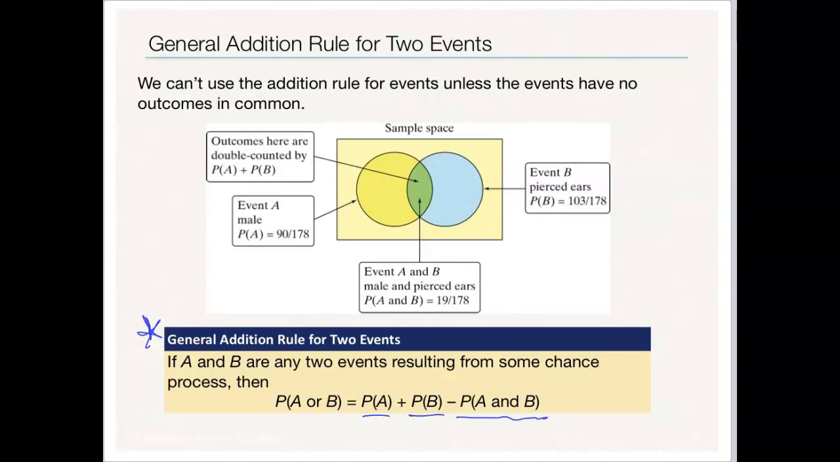This formula even works for mutually exclusive events. It's just if the events are mutually exclusive, what will this probability be? If they're mutually exclusive, what's the probability of both events occurring simultaneously? Right, exactly. Thank you, Grace. It's just 0. So then that just reduces to just probability A plus probability B like we saw before.